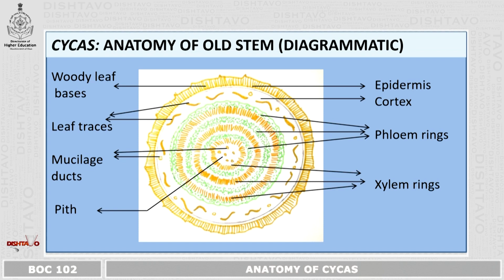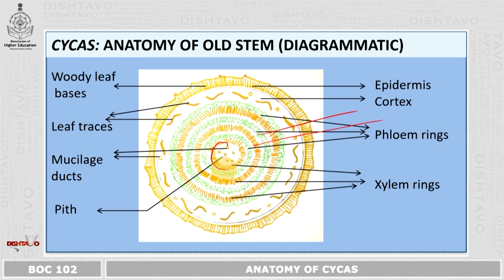Coming to the anatomy of old stem of Cycas, it appears wavy in outline due to presence of woody leaf bases. The secondary growth in Cycas old stem begins with the activity of cambium. The interfascicular and fascicular cambium join hands, forming a complete ring of cambium, which cuts off secondary phloem towards the outer side and secondary xylem towards the inner side. In this way, a number of concentric rings of secondary vascular tissues are formed by the activity of cambium.